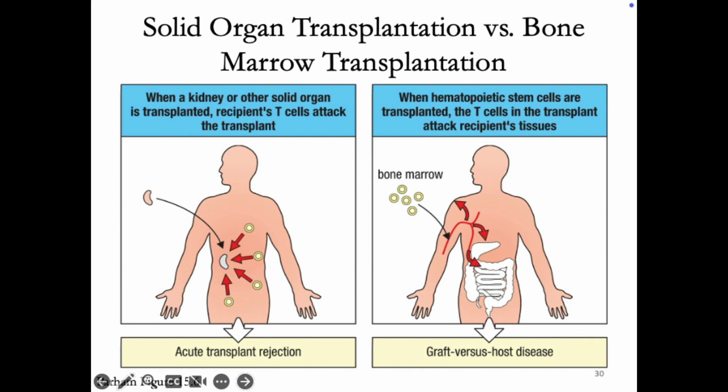In a bone marrow transplant, you're putting bone marrow into a person, and the bone marrow can try to kill the rest of the body. And so the graft can try to kill the host. It's known as graft versus host disease, instead of the host trying to kill the graft. And so the bone marrow can actually cause an issue in bone marrow transplantation.